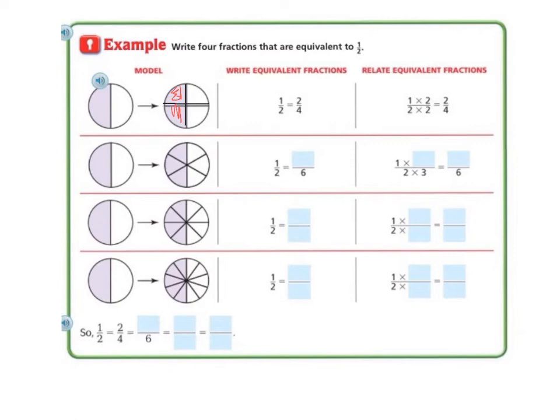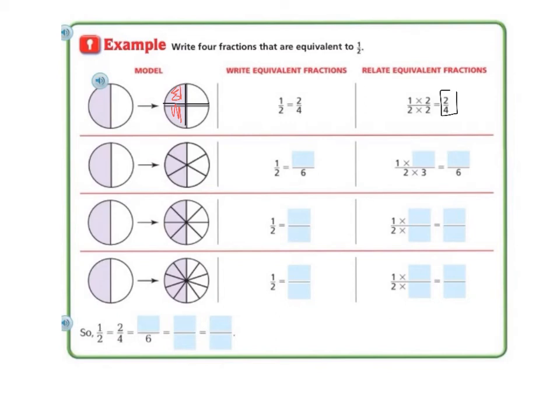And we can do that by doing some math as well. So if you look over here to the side, we take the fraction 1/2 and we multiply both the top, the numerator, and the bottom, the denominator, by the same amount. So we multiply each half by 2. So 1 times 2 is 2, and 2 times 2 is 4, and then we get the equivalent fraction of 2/4. Let's try this again with 6.